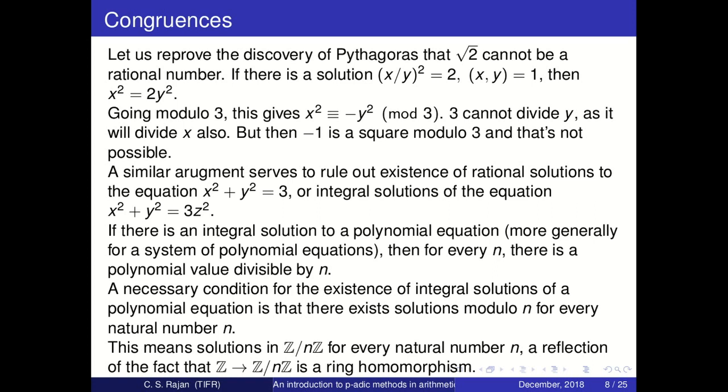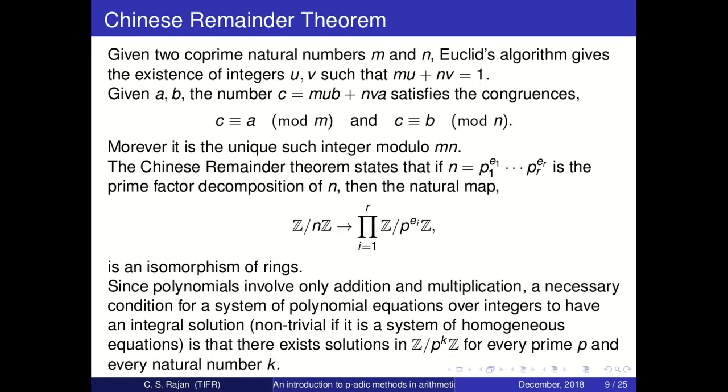So one of the major aspects of number theory is to ask whether the converse holds. Before that, I will come to this. Since we are looking at Z mod nZ, given two coprime natural numbers m and n, Euclid's algorithm gives the existence of numbers u and v so that mu plus nv equals 1. So you take these numbers a and b, and the number c equal to a·nv plus b·mu satisfies the congruences.